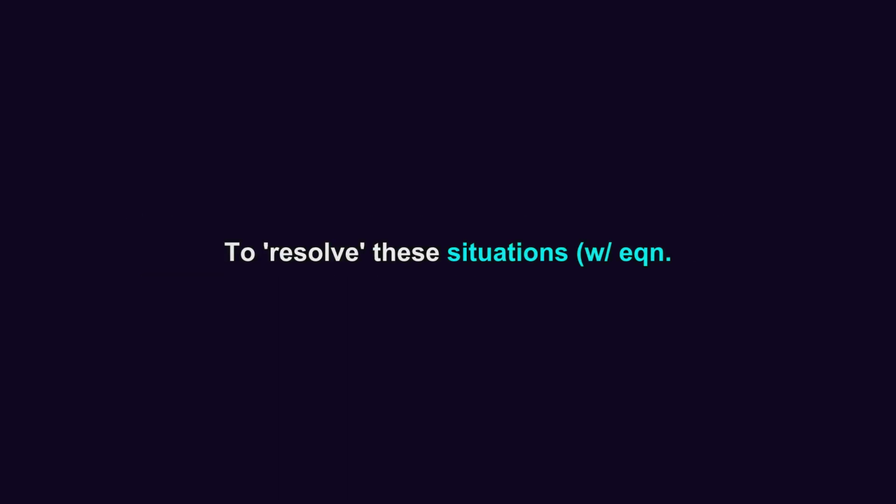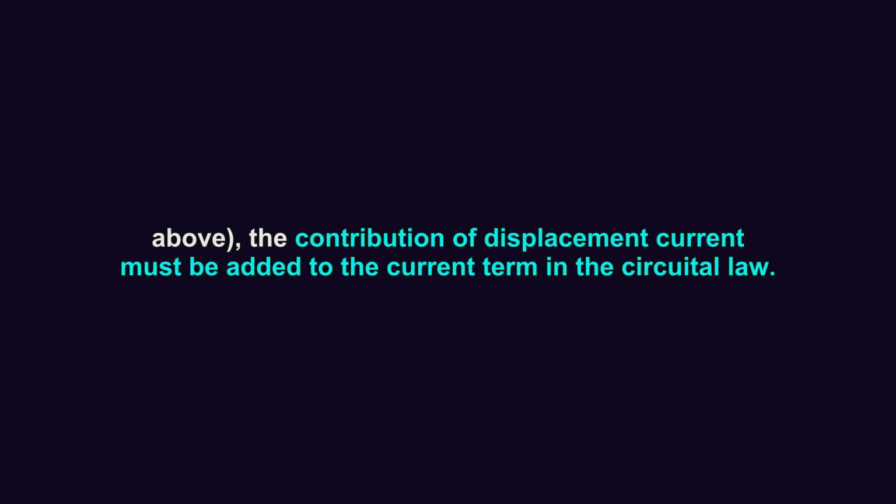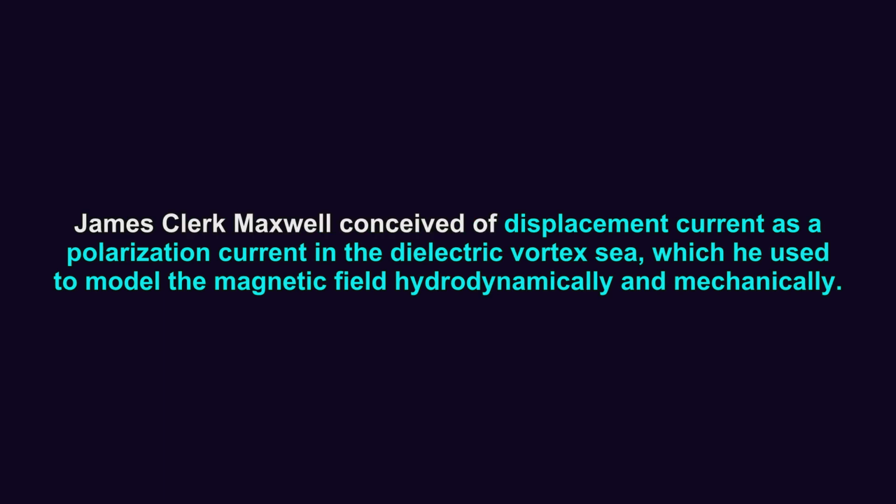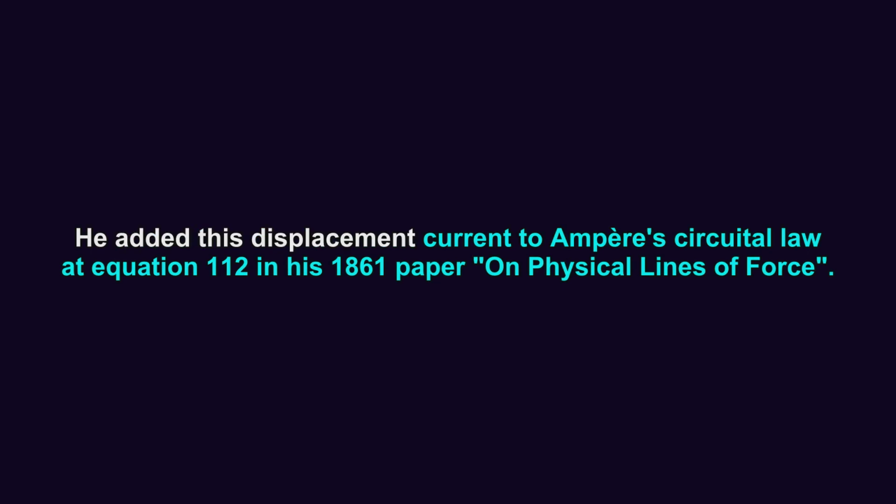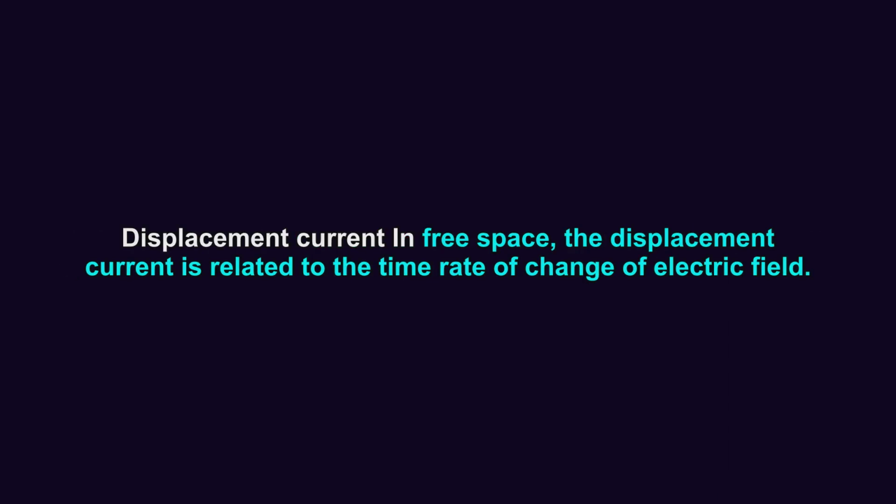To resolve these situations, the contribution of displacement current must be added to the current term in the circuital law. James Clerk Maxwell conceived of displacement current as a polarization current in the dielectric vortex sea, which he used to model the magnetic field hydrodynamically and mechanically. He added this displacement current to Ampère's circuital law at equation 112 in his 1861 paper on physical lines of force.